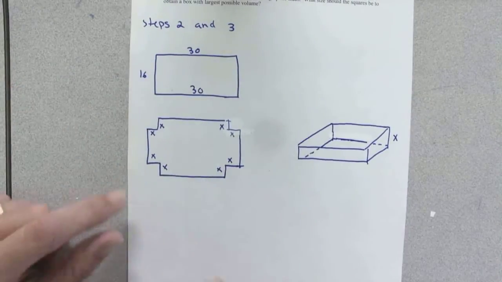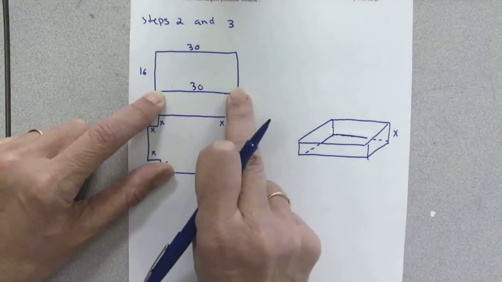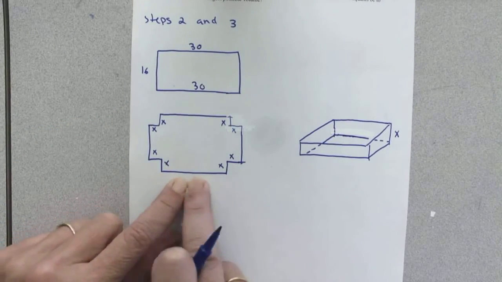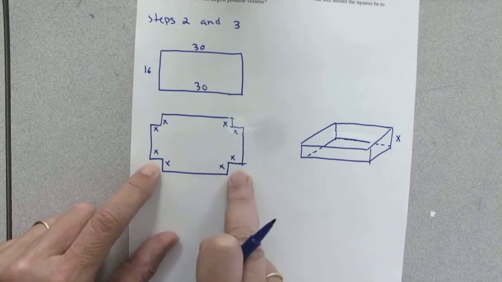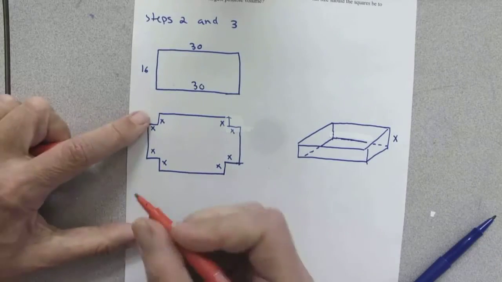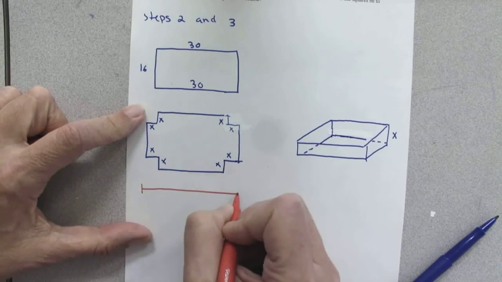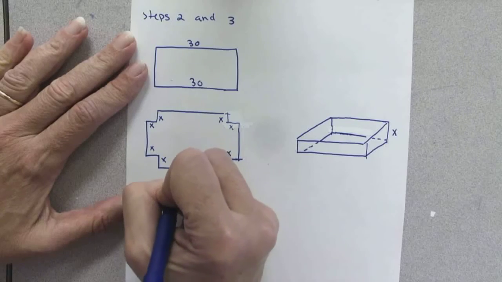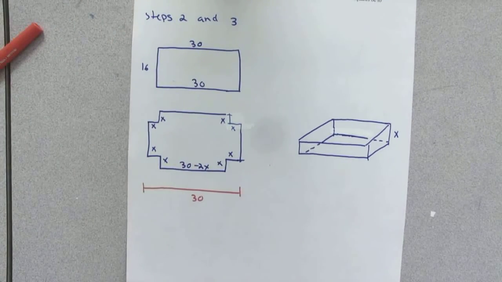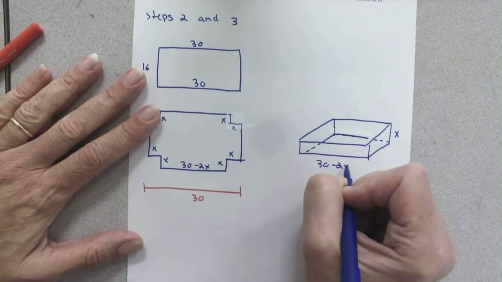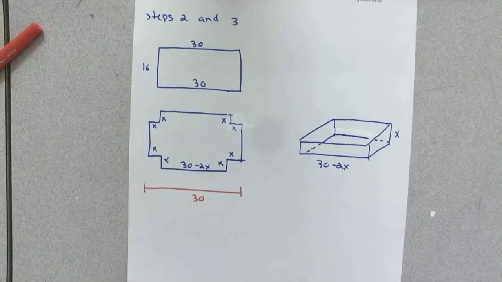And that's 30 over there. So this started out being 30. Then I cut some squares out, and I have this distance here. Well, what I cut out on either end was x. This whole distance here was 30, but then I cut out those two squares, and so what's left for this distance on the box is 30 minus 2x. And that's that front distance there.